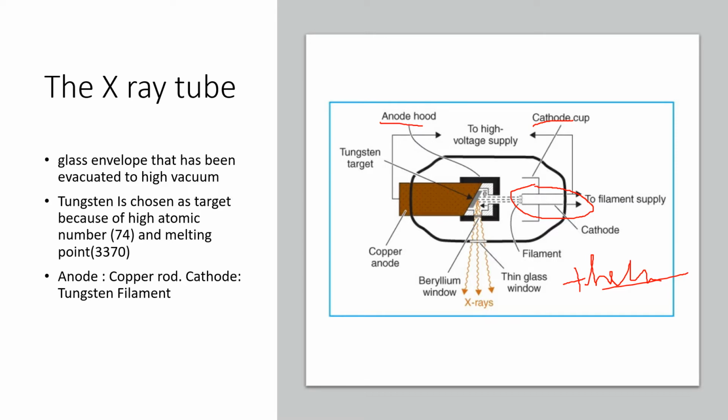The material of the anode is copper. Now there are two important requirements of the anode. One is to remove the heat due to this electrical field. The other requirement is the optimum size of the target area. And what is the target area? The target is tungsten. Tungsten is chosen as the target for two properties. One is the atomic number, which is 74, which is high, and the other is the melting point, which is 3370 degrees Celsius.